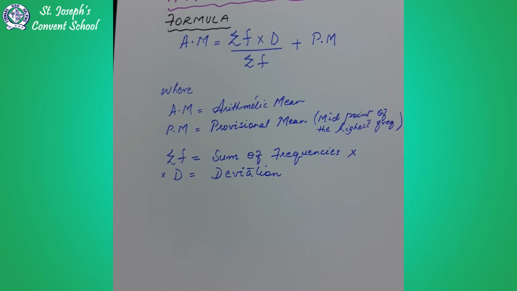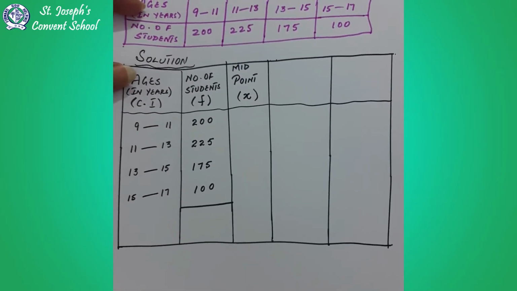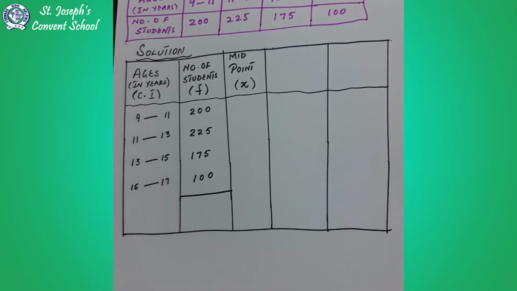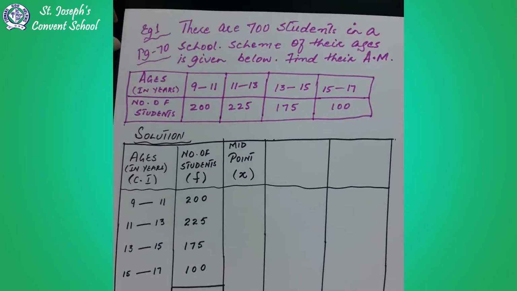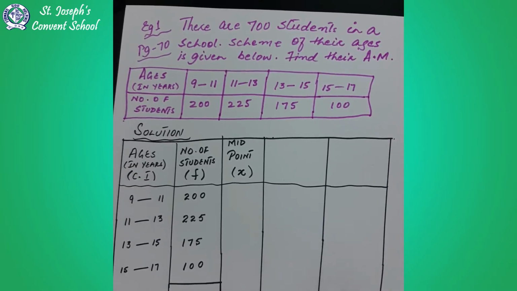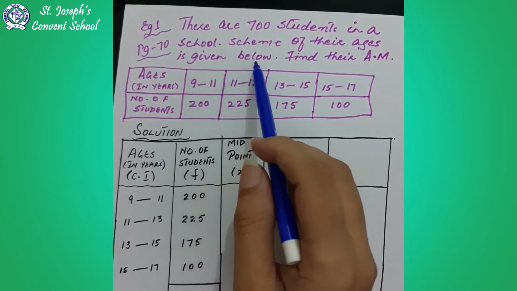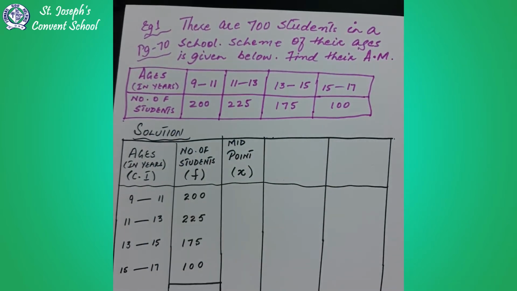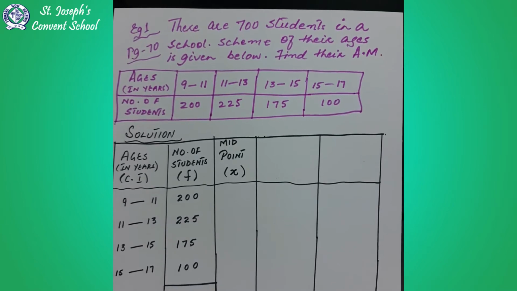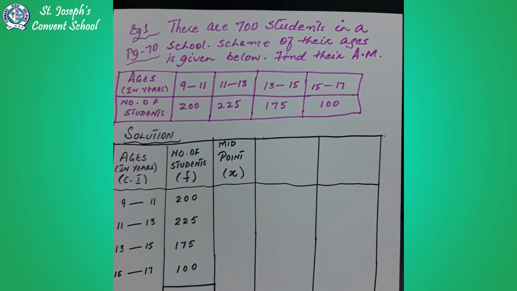Now let me give you the example of it. I'll take the example from your book because questions come from your book. I have already written the question, so you can check it in your textbook. The question is on page number 70. There are 700 students in a school, and the scheme of their ages is given below. The ages of 700 students are divided into different groups. You have to find their arithmetic mean.